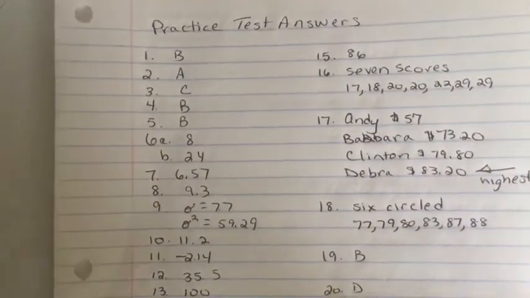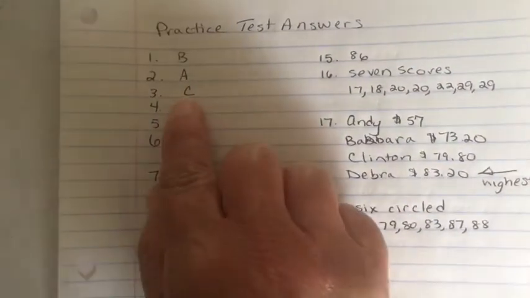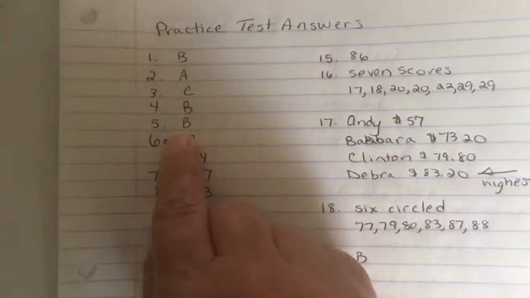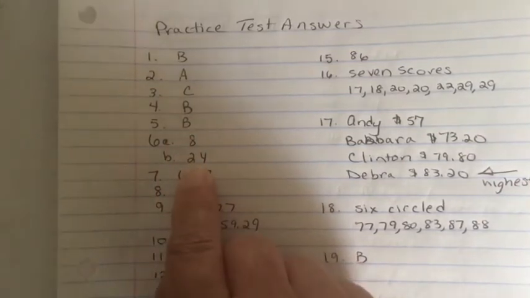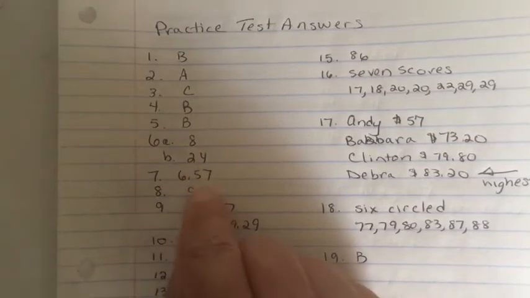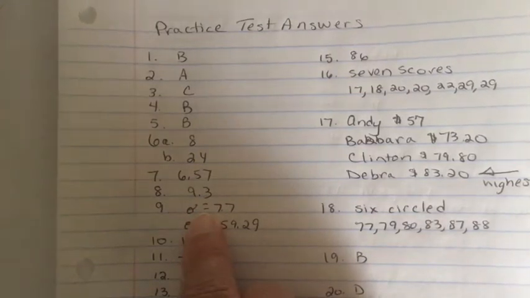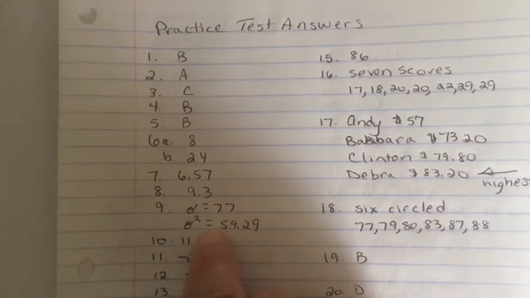Number 1 is B, 2 is A, 3 is C, 4 is B, 5 is B. 6 had 2 parts. Part A was 8 and part B was 24. Number 7 is 6.57. Number 8 is 9.3. Number 9, the standard deviation was 7.7 and the variance was, you could put 59.3 because I think it said round to the nearest tenth.